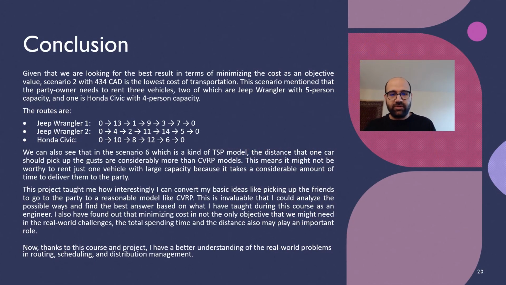To sum up, scenario number 2 with 434 Canadian dollars is the lowest cost among these scenarios, with 2 Jeep Wranglers and 1 Honda Civic. I have to mention that scenario number 6, which is kind of a TSP model, takes a long time to deliver all of the guests. So this means that it's sometimes not reasonable to just rent a vehicle with large capacity.